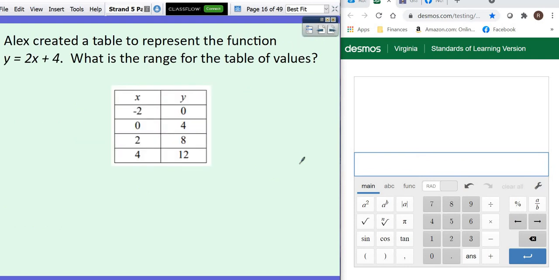Alex created a table to represent the function y equals 2x plus 4. What is the range? Notice you have to go down for the table of values. That would be the y's right there. That's all you need to know.